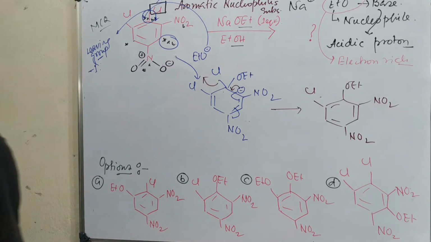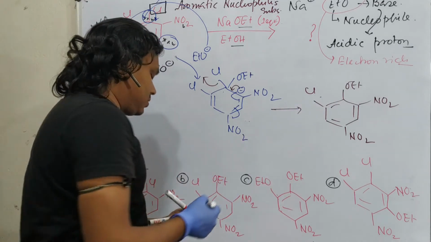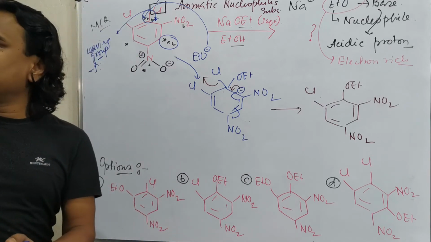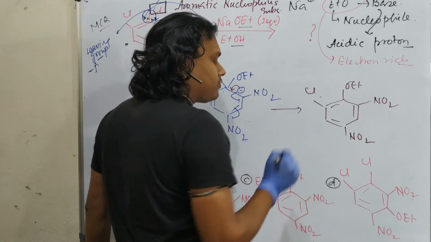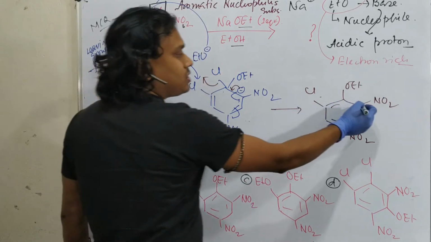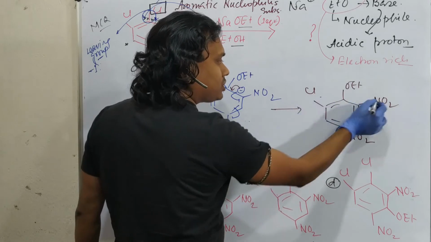By the way, now a simple question may come to your mind: sir, why this one? There is also another chlorine atom. Why will this chlorine not leave? A good question. First of all, see, this is not directly ortho or para with respect to nitro.